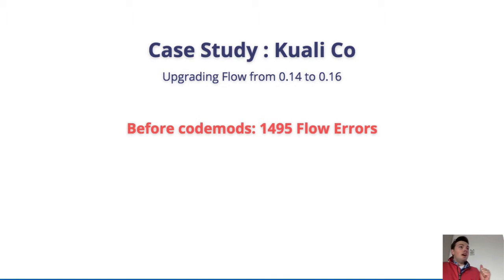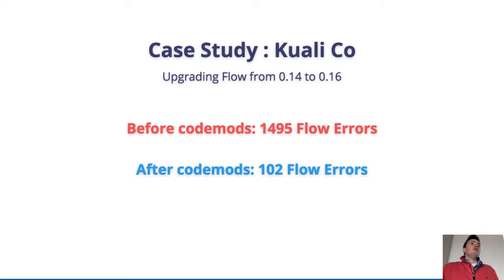So before the codemods were applied, I spent the first 3 days of the week trying to resolve 1,495 errors, and I maybe got 20 done until I was in despair and was talking in the Flow chat room, and someone mentioned codemods. I took a look at them, and it took me a day or so to write a few codemods that took us to 102 Flow errors.